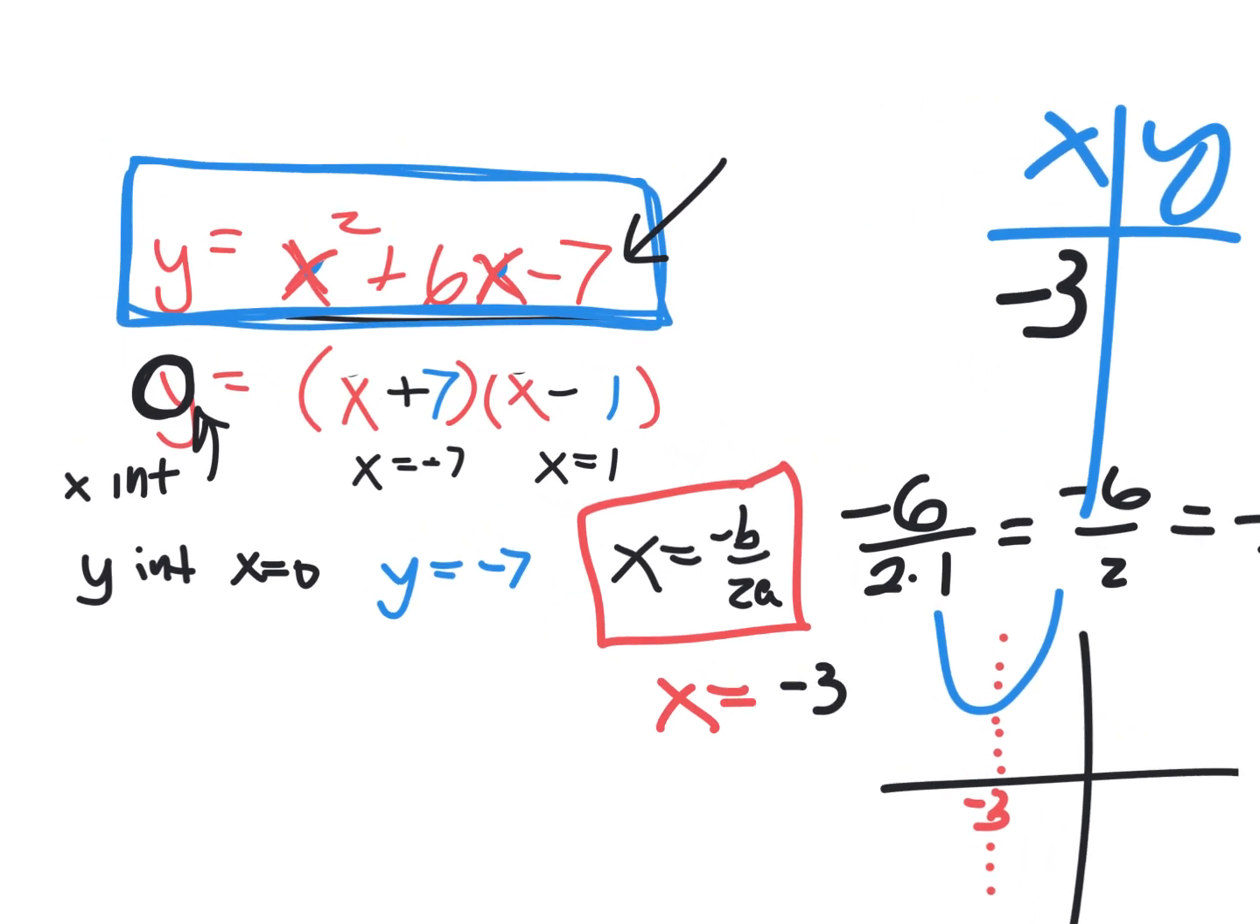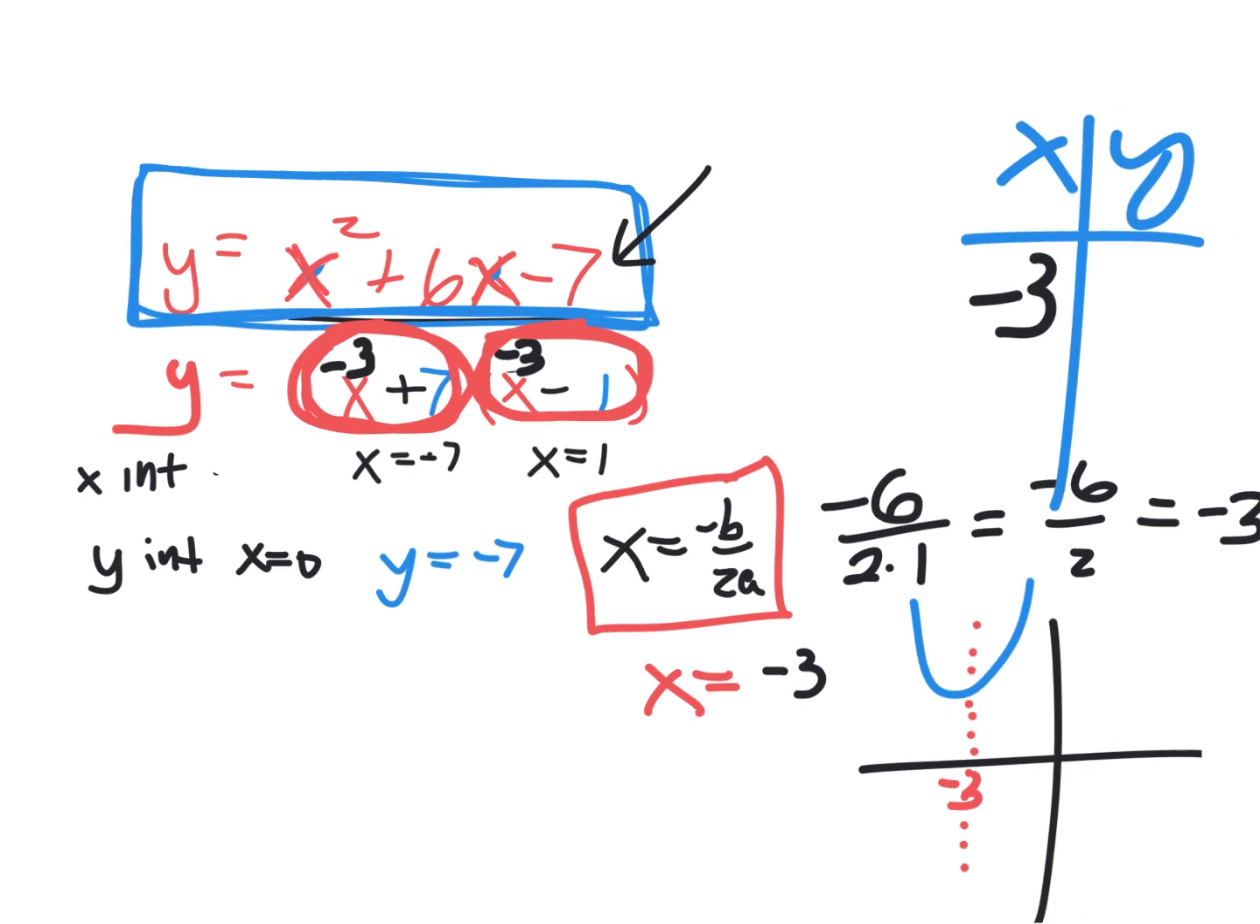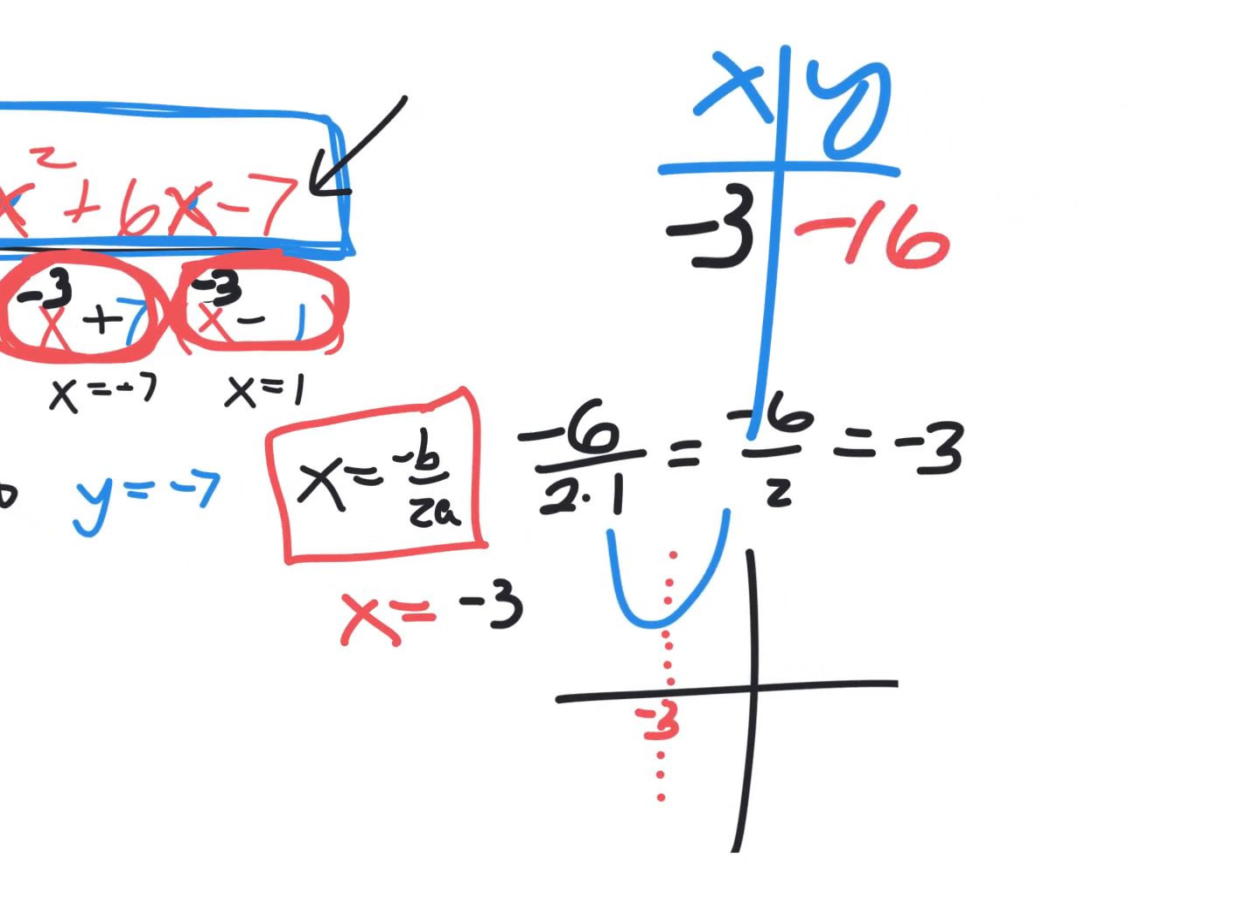So if x is negative 3, I'd personally use this one. I think it's a little easier. And see what y has to be. Did you get 4 times negative 4, which makes negative 16? Raise your hand if you had that right. Cool. That's the vertex. Now, you should be able to write this equation in vertex form.